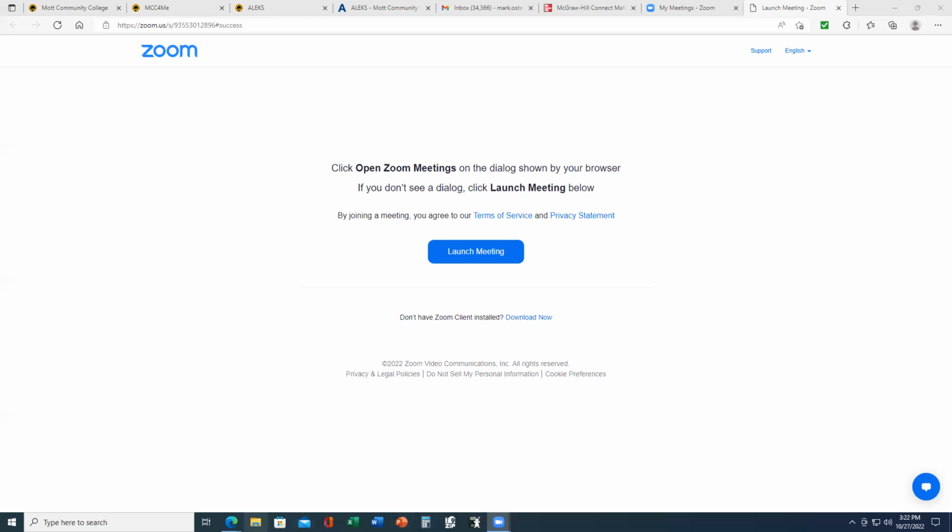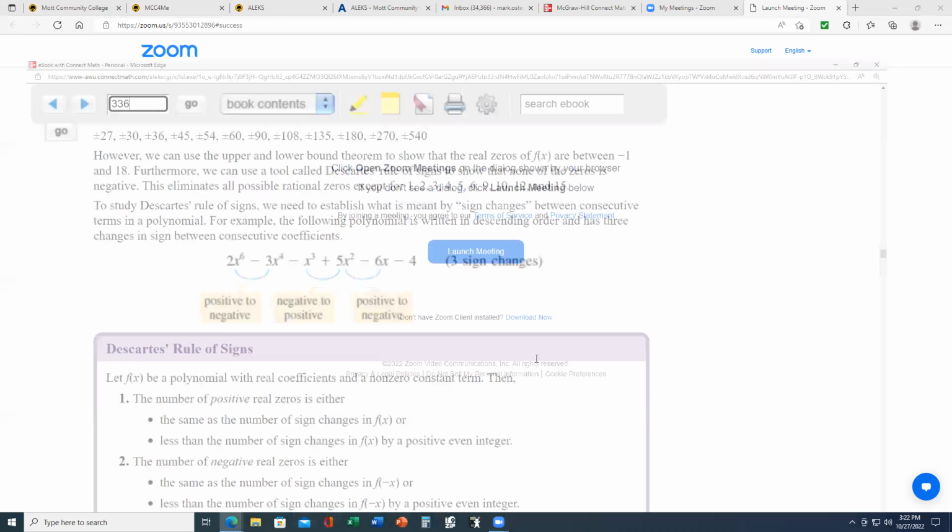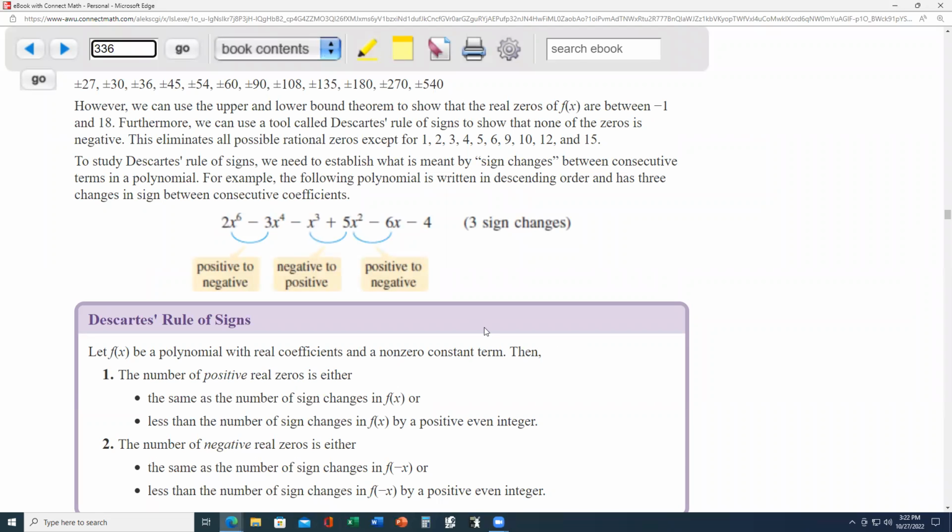Descartes' rule of signs can help us whittle down the list of potential rational zeros that a polynomial function may have, and can in some cases save us a significant amount of time in trying to identify zeros of a polynomial function. So what I'm going to do is go to our textbook, and this is on page 336.